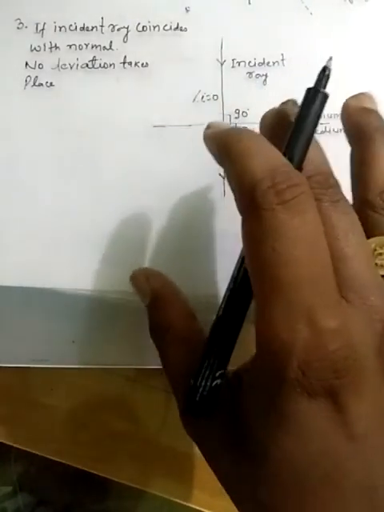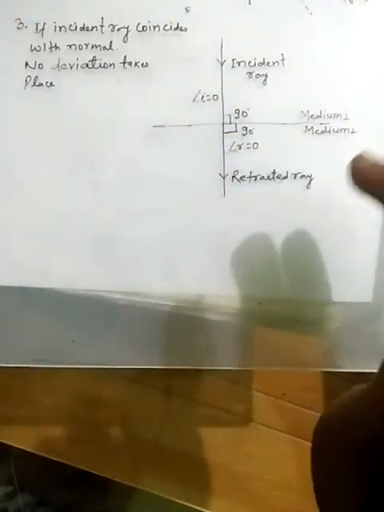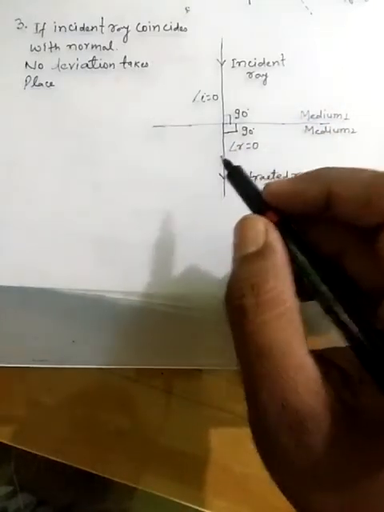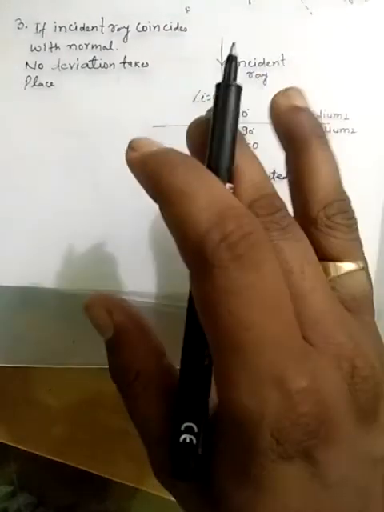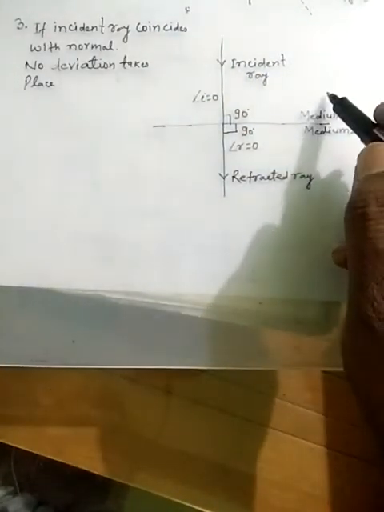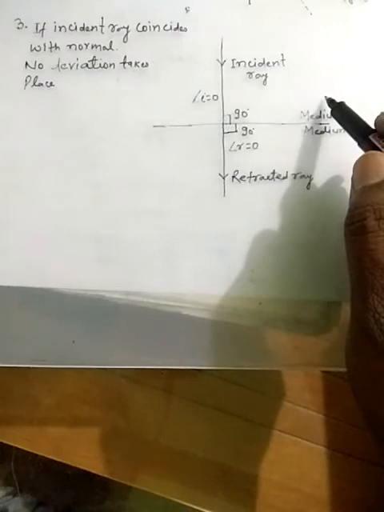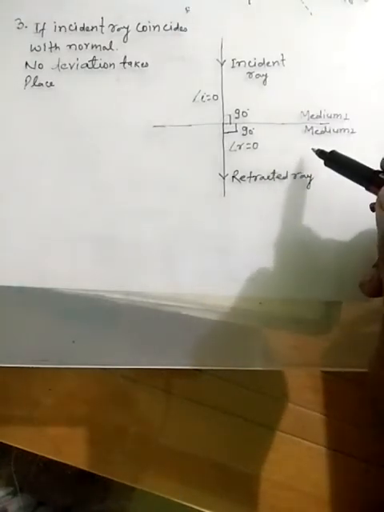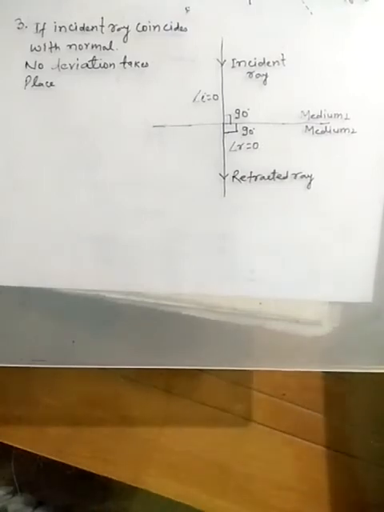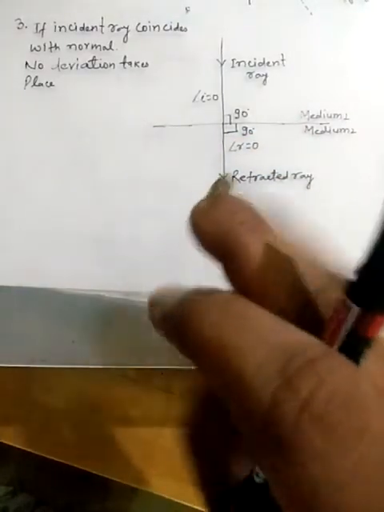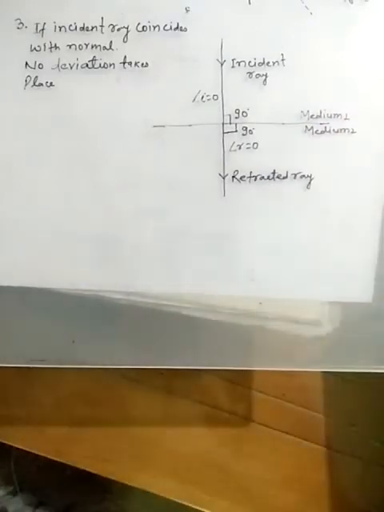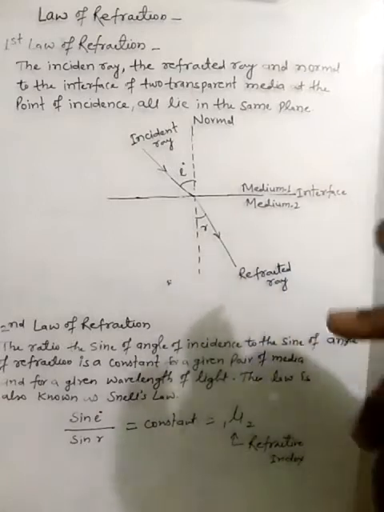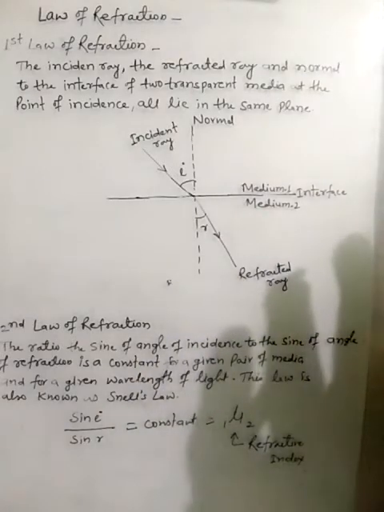This is the third condition or third possibility for light rays traveling from one medium to another medium. This is medium 1 and this is medium 2. It may be rarer to denser, or denser to rarer. These are the three possibilities related to refraction of light. Now here we have to discuss the laws of refraction.